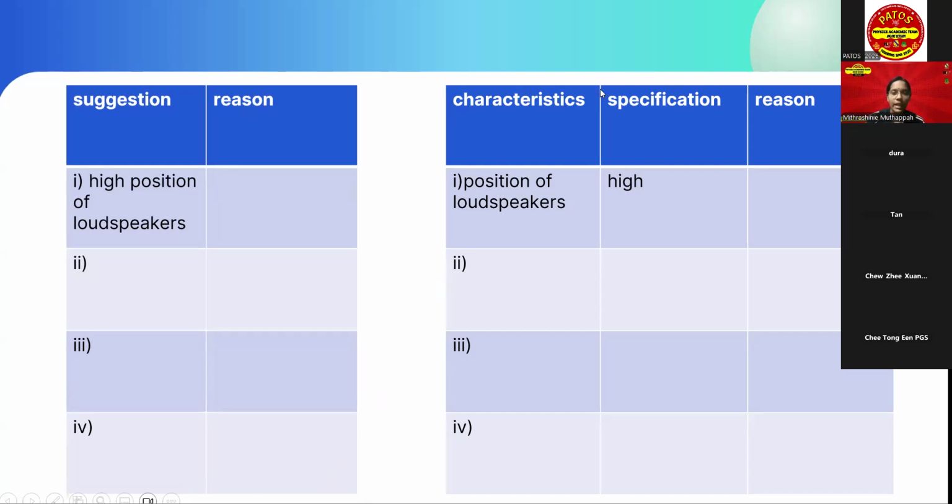But in this three-column technique, we will separate everything. Position of loudspeaker, we separate it, and then specification, and then reason. In my opinion, I always go for this three-column answering type, because I think it's easier for my teacher to mark my answer, because they are looking at our characteristic, specification, and our reason.